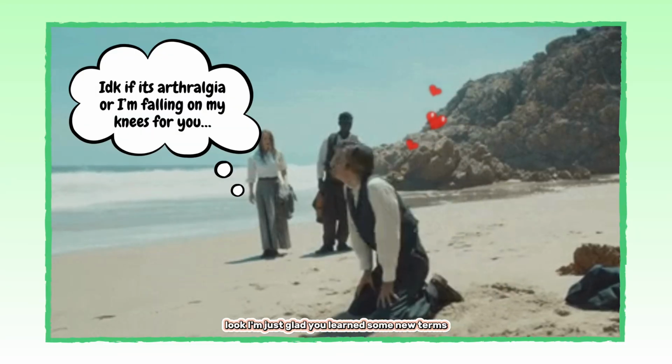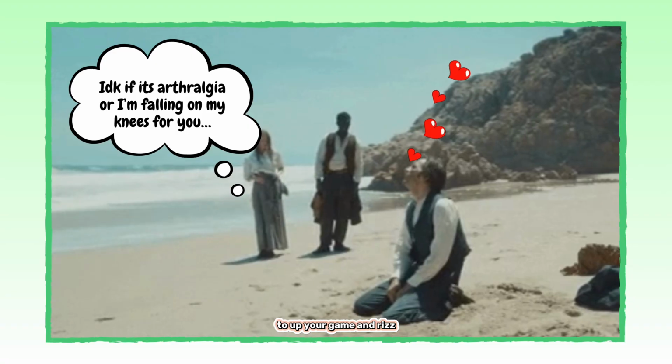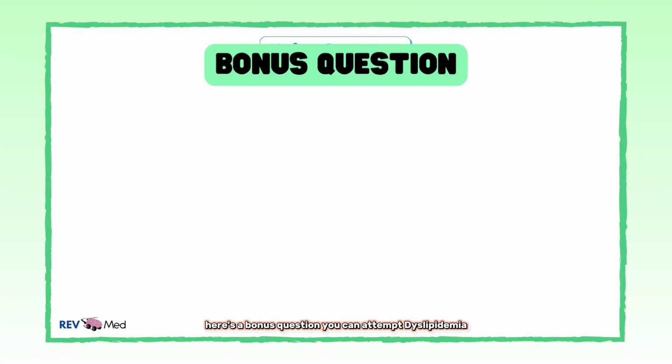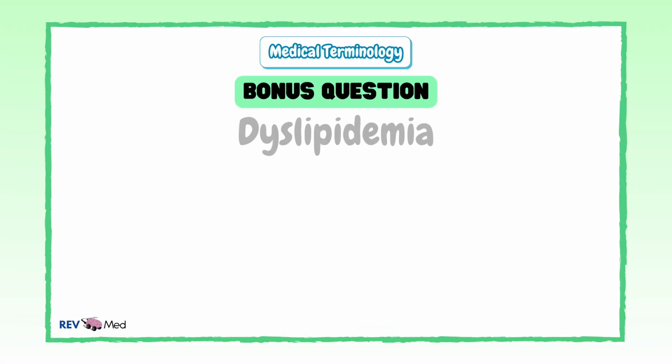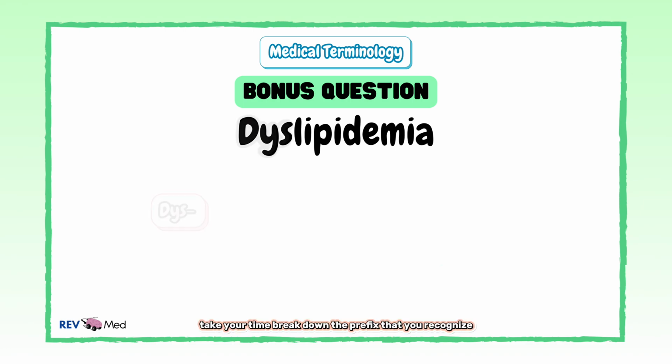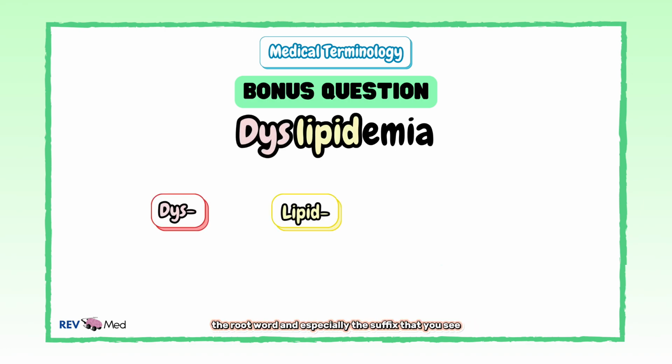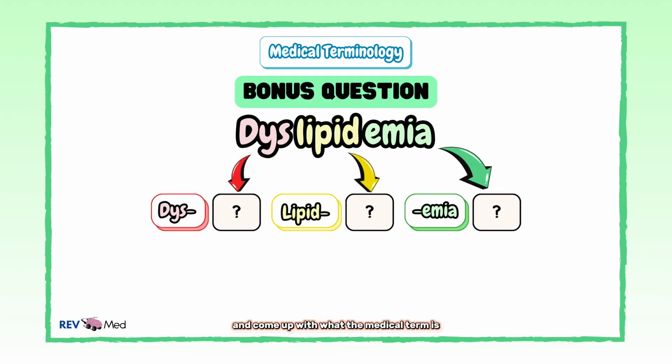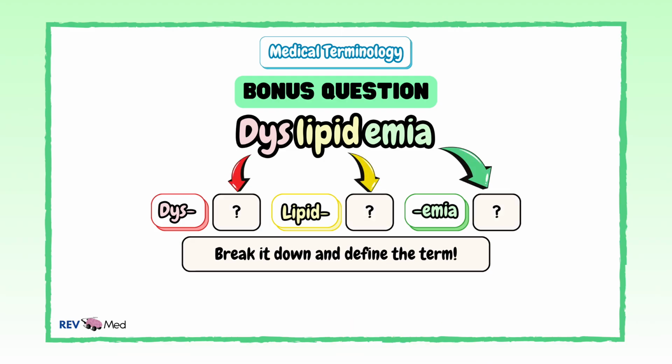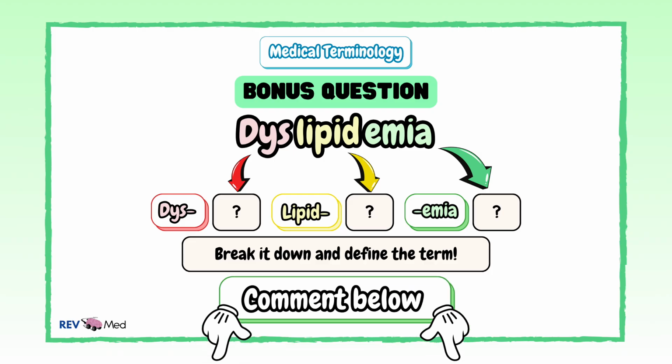Look, I'm just glad you learned some new terms to up your game and riz. Before you go to round 2 of practice, here's a bonus question you can attempt. Dyslipidemia. Take your time, break down the prefix that you recognize, the root word, and especially the suffix that you see. Define each one and come up with what the medical term is. Let us know how you're thinking and comment your answer below.